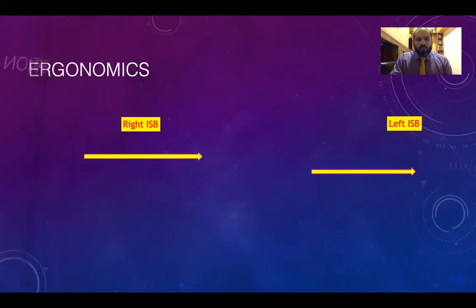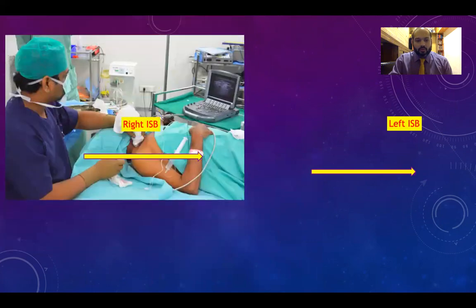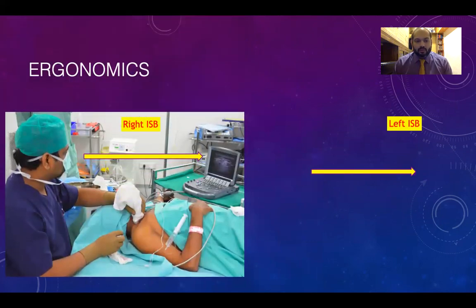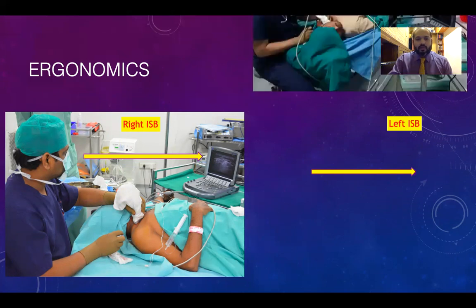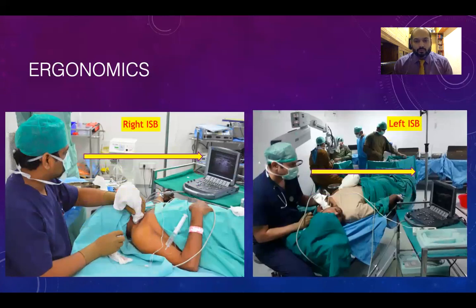The most important starting point is the ergonomics in ultrasound guided blocks. Ergonomics is nothing but the position of the performer, the patient, and the ultrasound machine in relation to each other. For right interscalene block, the performer is on the ipsilateral side to be blocked, and the machine is on the contralateral side. The working area is also exposed and it is within reach of the performer and it is under vision. And for left-sided interscalene block also, the same protocol is followed.